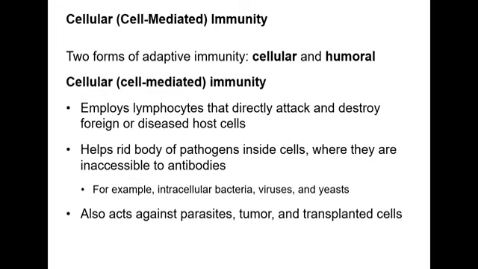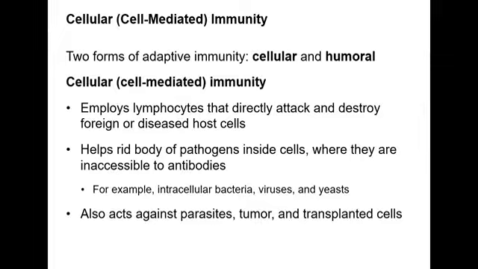Now, there are two different branches or forms of adaptive immunity. We have what's called cellular immunity and humoral immunity. Cellular immunity, also known as cell-mediated immunity, is going to be controlled by cells called lymphocytes. We have two different types of lymphocytes. The main ones that are going to be involved in cell immunity are going to be the T lymphocytes, and these are going to act directly against the pathogen and help destroy that pathogen as it infects your host cells.